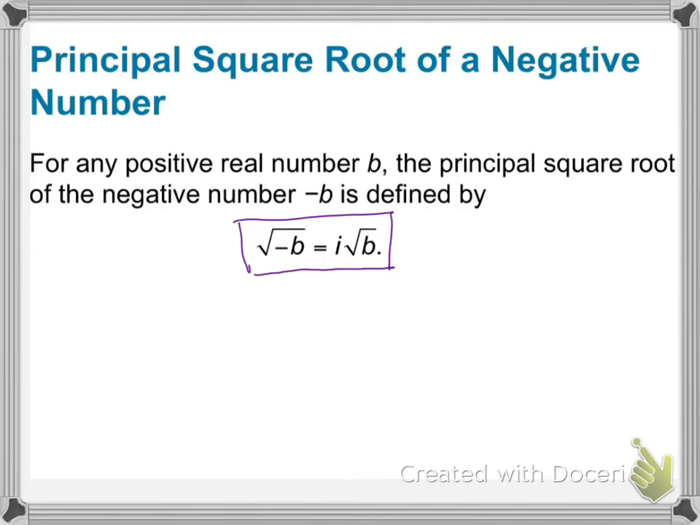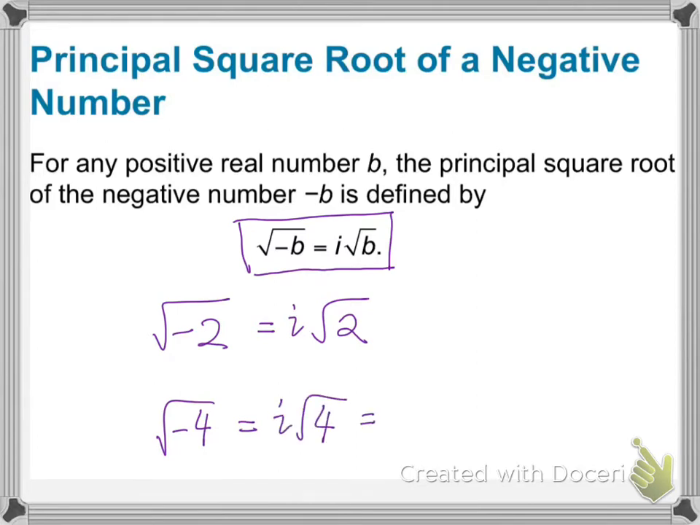So we use a letter i to handle this case. For example, if you have the square root of negative 2, by definition, it is i times the square root of 2. The square root of negative 4 will be i times the square root of 4, which is 2i, since the square root of 4 is 2.